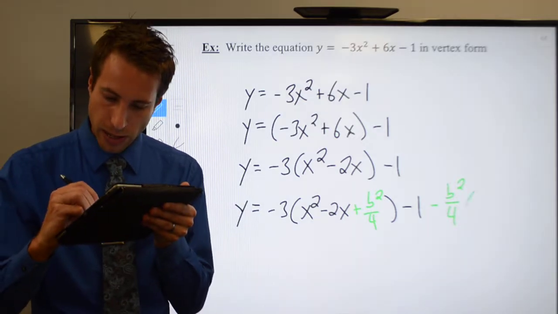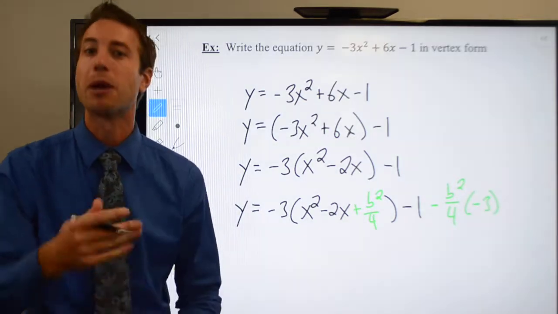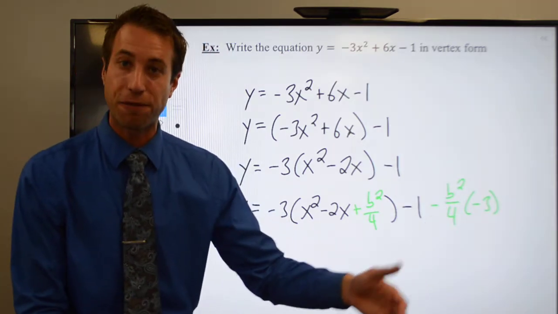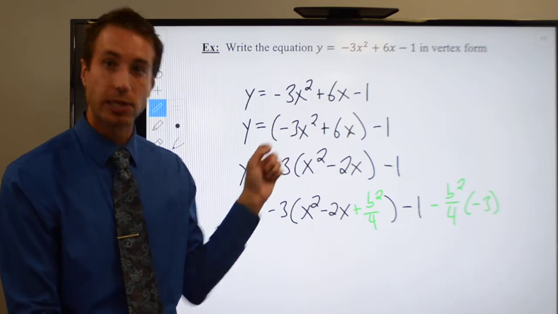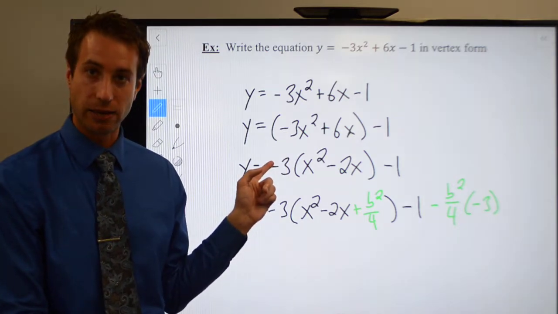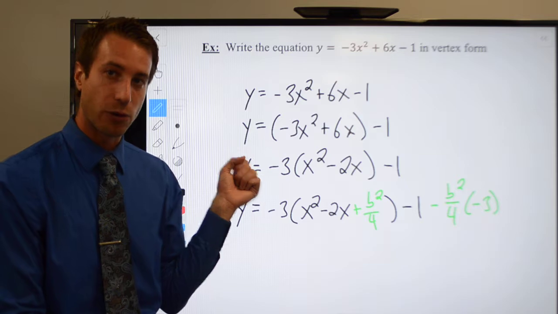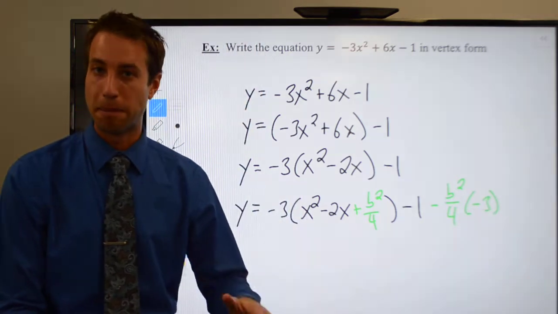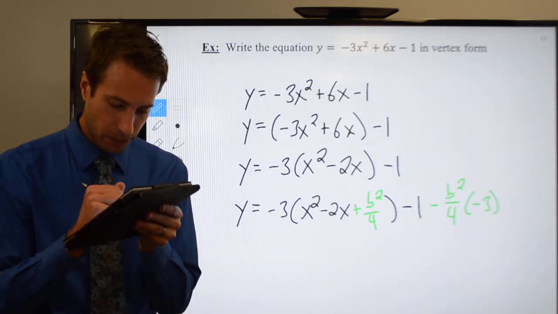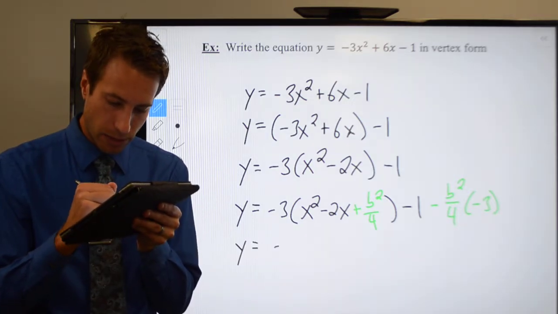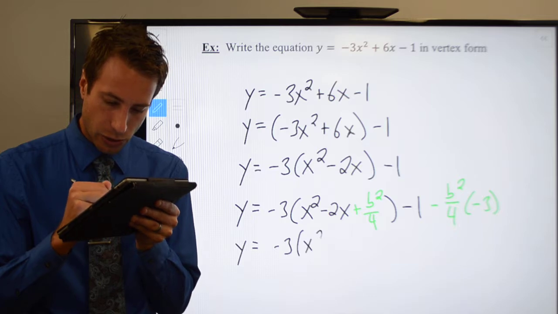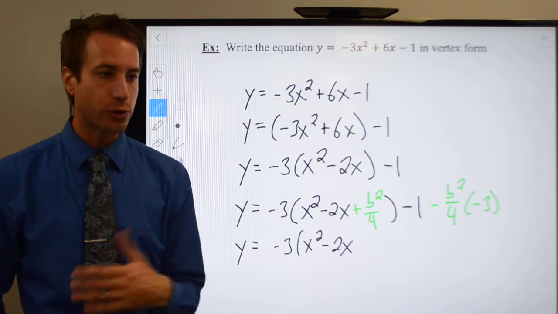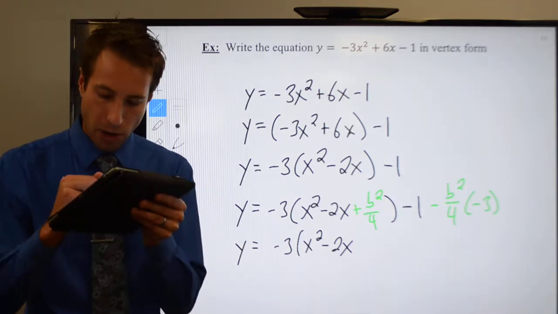So we're going to put a negative 3, right? We're going to multiply this b squared over 4 by the negative 3 that I had pulled out in this step right here. Because I pulled out a negative 3, you're going to have to remember to put that negative 3 back. All right, here we go. y equals minus 3 times the quantity x squared minus 2x. My b is a negative 2. Negative 2 squared would be 4. 4 divided by 4 would be a positive 1.